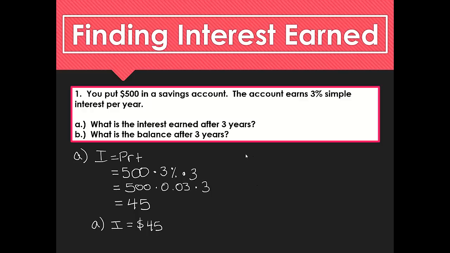Now for B, what is the balance after 3 years? So first, we put $500 into the account. After 3 years, we earned $45. So when we add that up, we're going to get $545. So our balance would be $545 after 3 years.